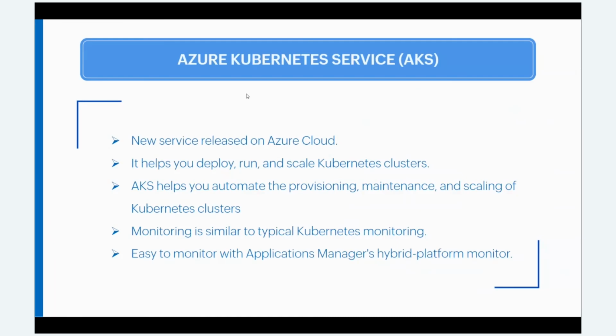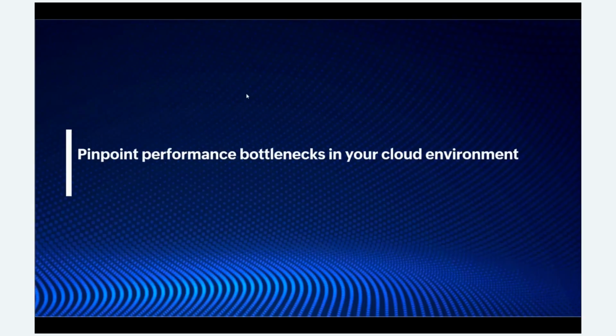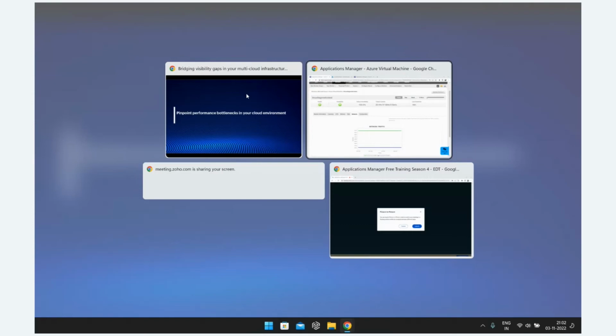When we talk about Azure Kubernetes Service, it is released on Azure Cloud and is easy to monitor with the Applications Manager hybrid cloud platform, and you could perform orchestration using Applications Manager. If I say orchestration, you could automatically start, stop, or restart a container, and users have the flexibility of when to start and when not to start, and of defining what to do if there is an alarm. So this kind of flexibility is available. Now, without much theoretical discussion, let's get into the product.